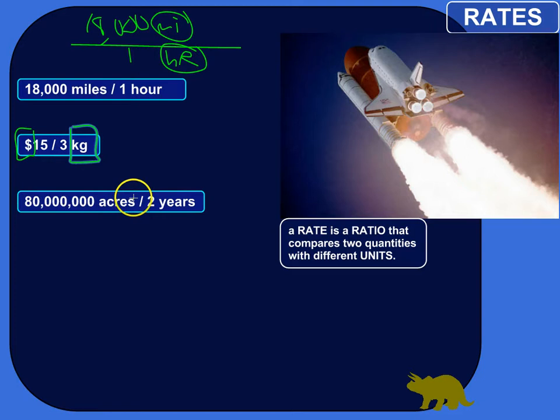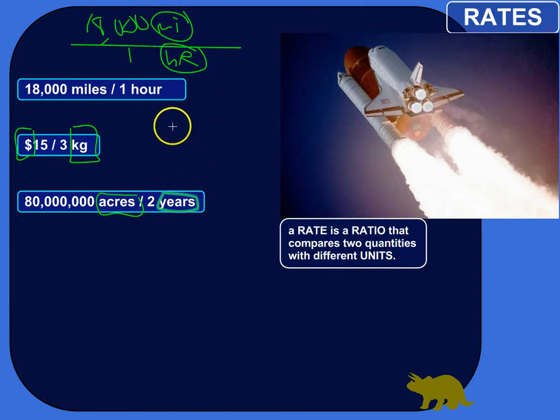So finally, here's another example. 80 million acres per 2 years. It's comparing two different quantities, 80 million and 2. But this unit is acres, which is an area of land, and year is a unit that measures time. So these are two different units, so this would be a rate.